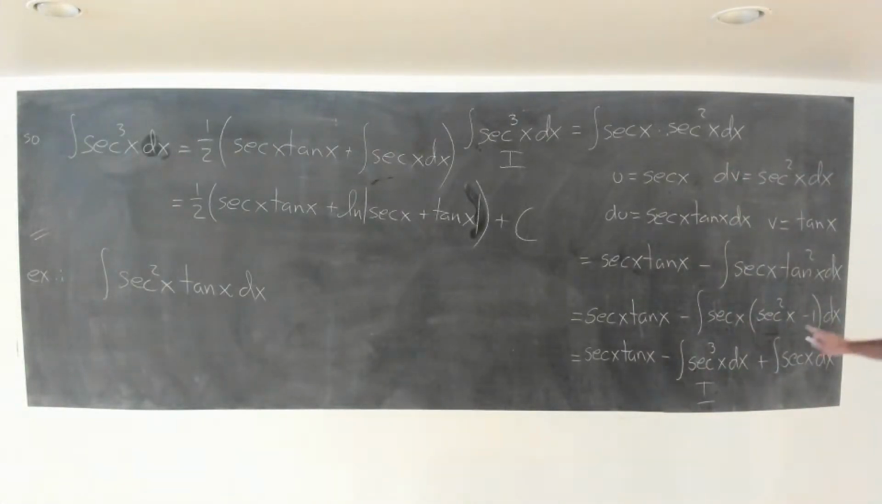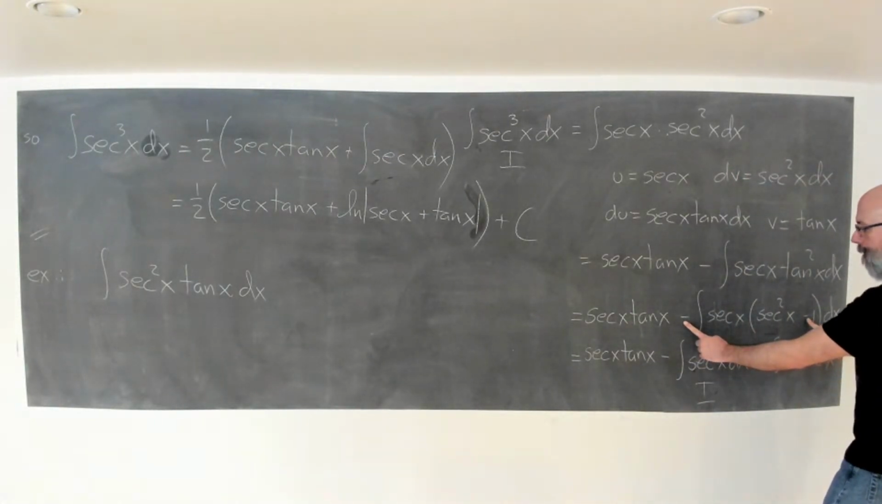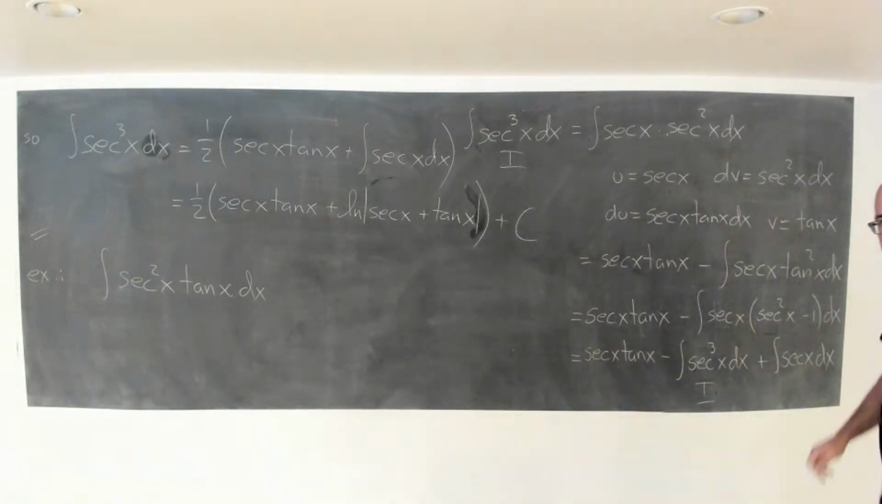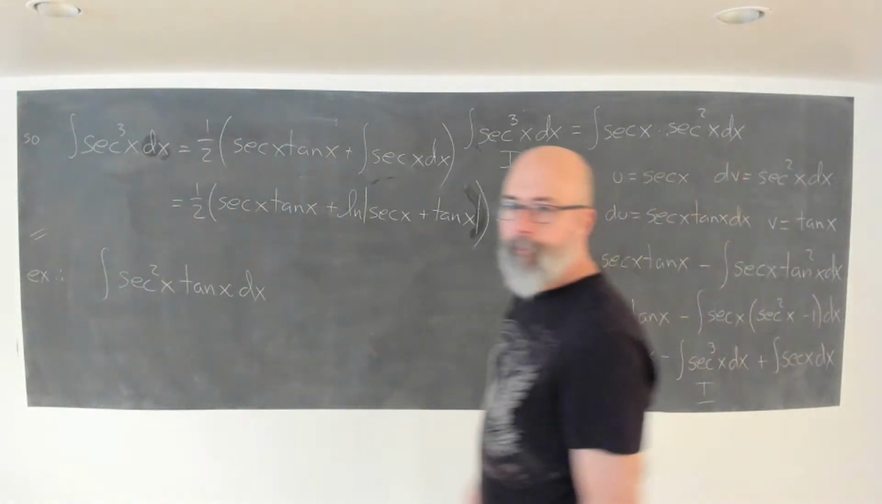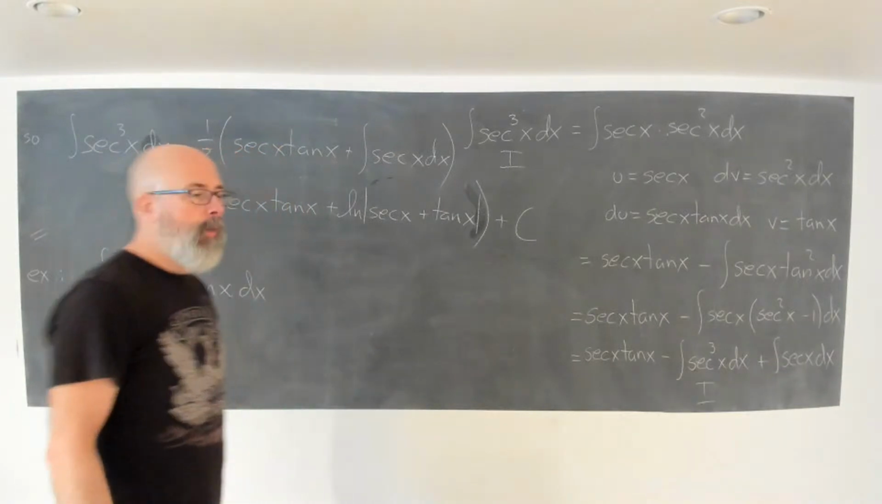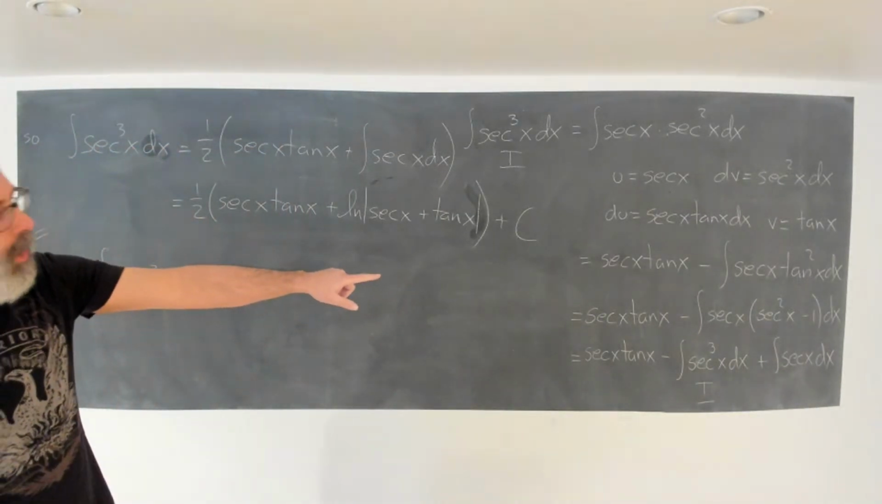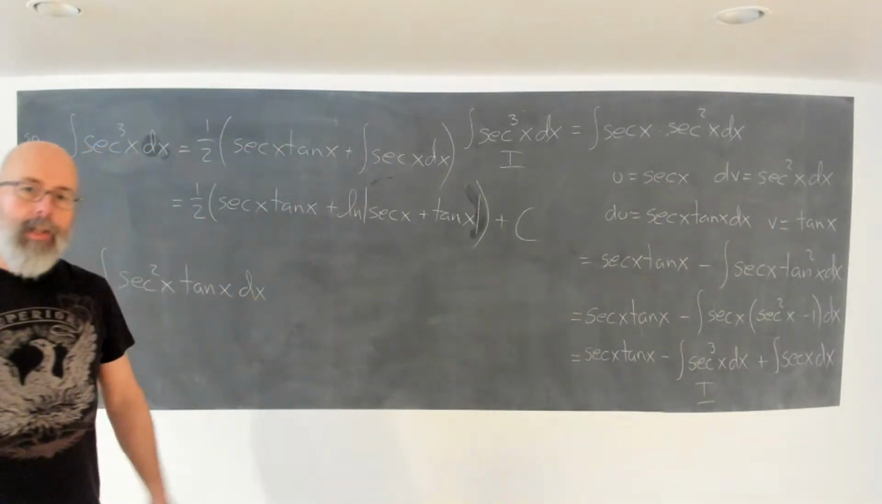Secant minus 1. But we have a negative here. So that's why it's positive. Right, we have two negatives. We have a negative outside the integral as well as a negative inside.